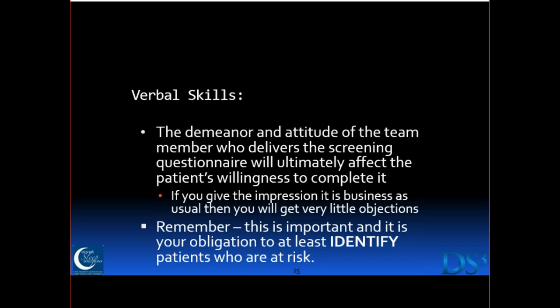I think when we get insecure about what we're doing and we act like it's a big deal, the patients sense that. If this is just something that we do every day, I just don't have patients who give me any objection to filling out these forms. Our goal is just to gather some information and then identify, hey, these people are at risk. We're making it sound simple because it is.